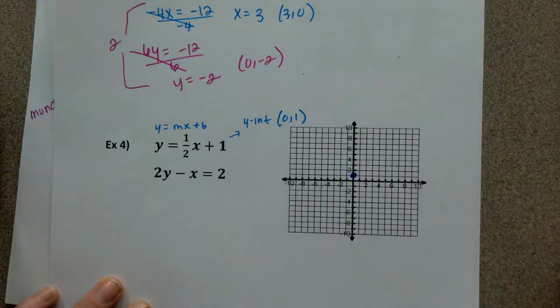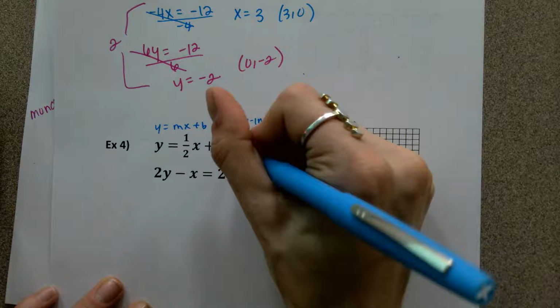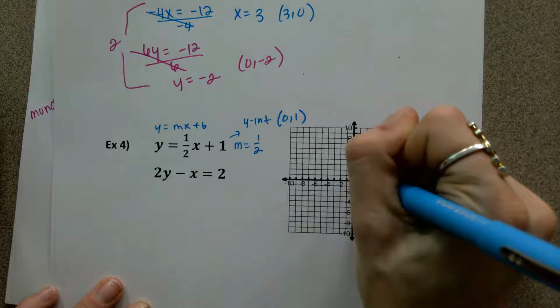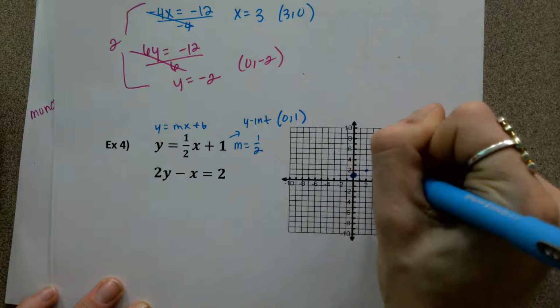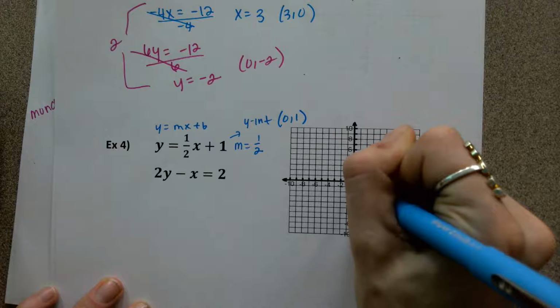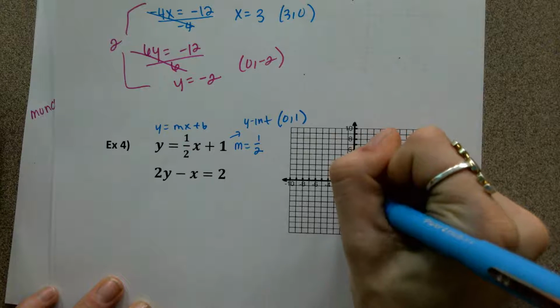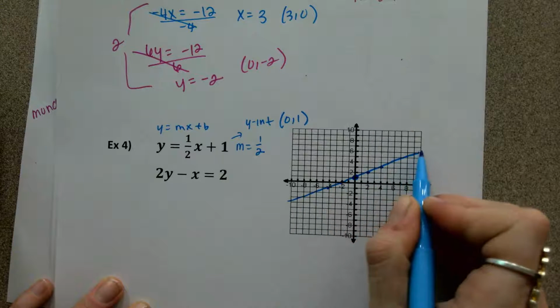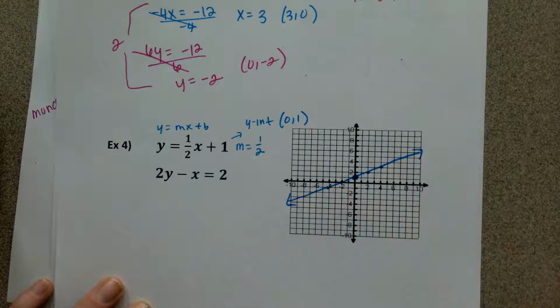Okay, so I can go ahead and plot that. And my slope is 1 over 2. So I'm going to rise 1 and go over 2. Rise 1, go over 2. Go down 1 and to the left 2. Down 1 to the left 2. And I just connect those points. Okay, so that's my first line.